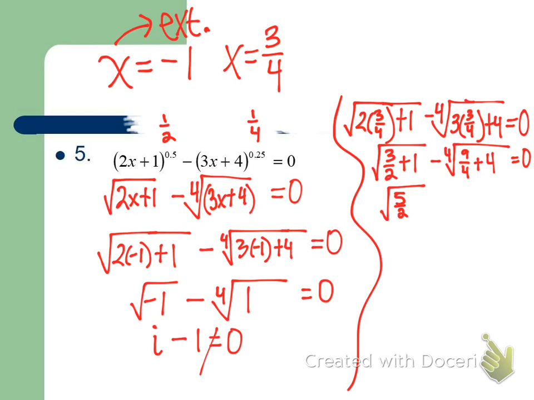Square root of 5 over 2 minus, I have a fourth root of, what's 9/4 plus 4? 25 over 4. All right. Now, this is where a calculator might come in handy.